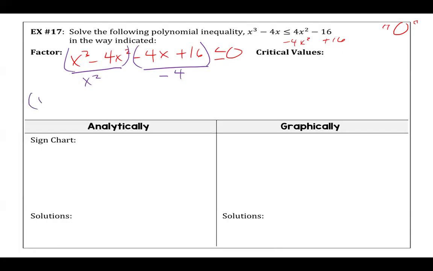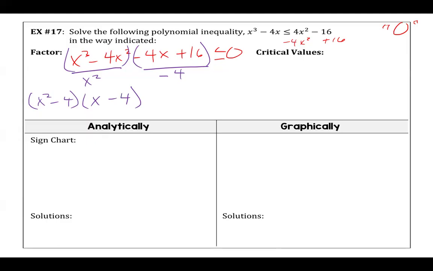So we have our GCFs, which gives x squared minus 4. And when we factor them out, what are we left with? Well, -4x divided by -4 is x. 16 divided by -4 is -4. Okay. This is not fully factored.